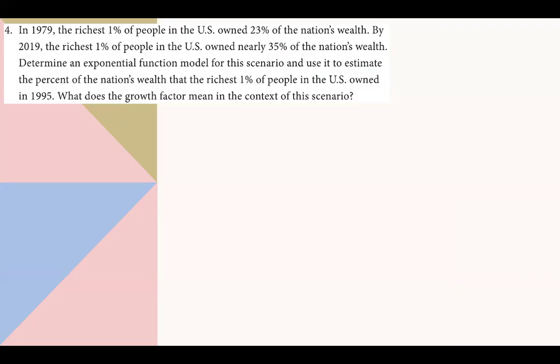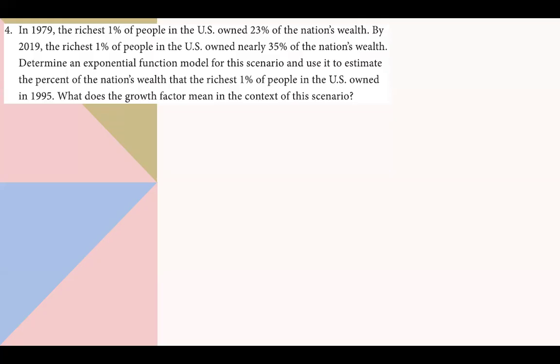So here you have, in 1979 the richest 1% of people in the U.S. own 23% of the nation's wealth. By 2019, the richest 1% of the people in the United States own 35% of the nation's wealth. Determine an exponential model for this scenario and use it to estimate the percent of the nation's wealth that the richest 1% of people in the U.S. own in 1995. Okay, so this one involves years, correct? So when we are using years, we don't want to put the years into the calculator.